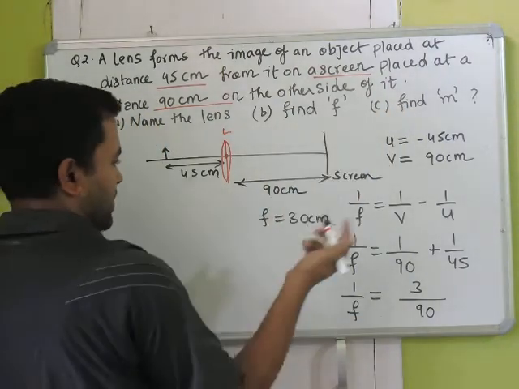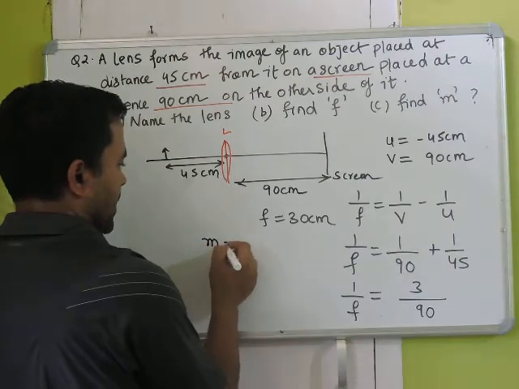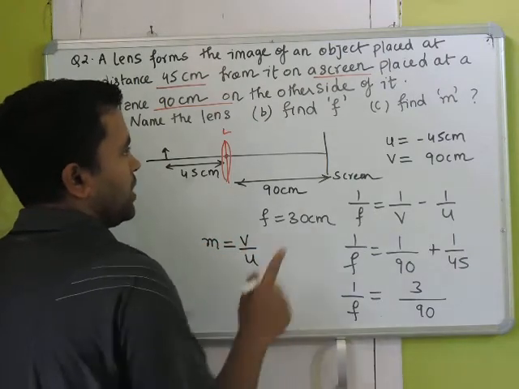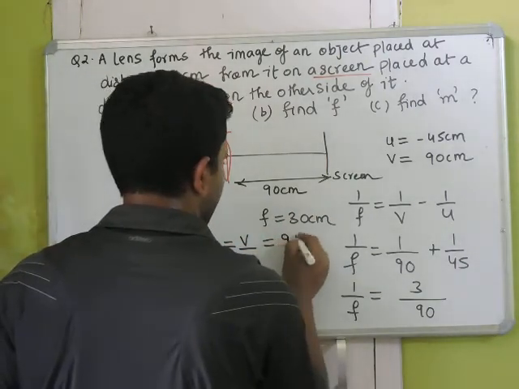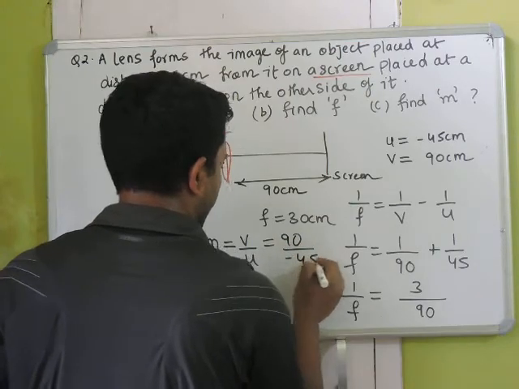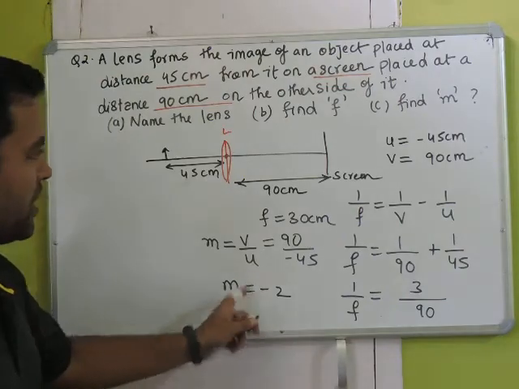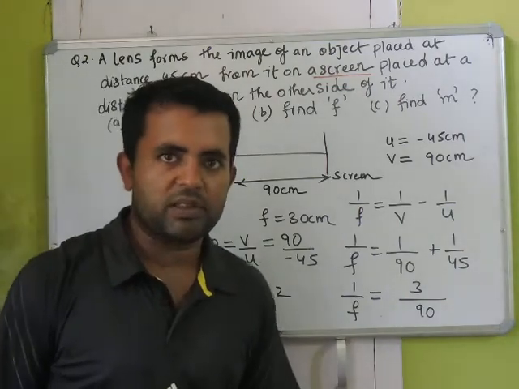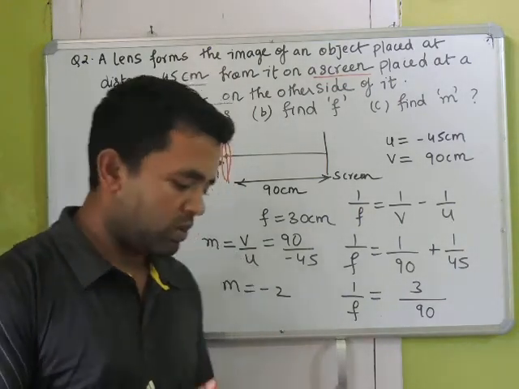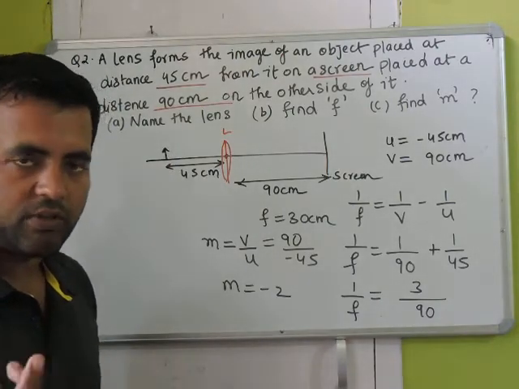Now if you go to find magnification, again it's simple. Magnification is v by u. You put v, which is 90, and u, which is minus 45, so magnification is minus 2. Again magnification is negative, which means it's a real image. Now we are going to do the next numerical, which will be numerical third.